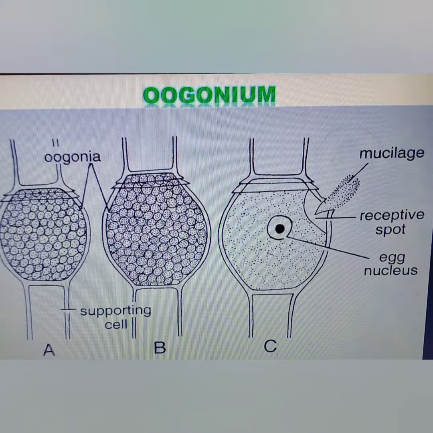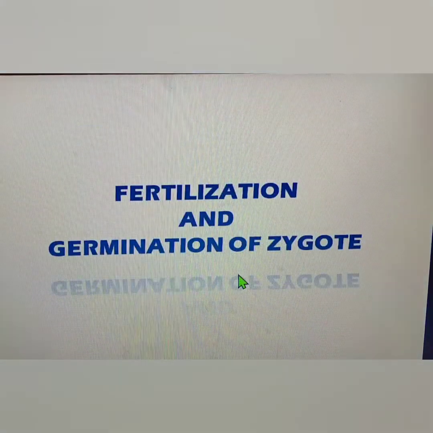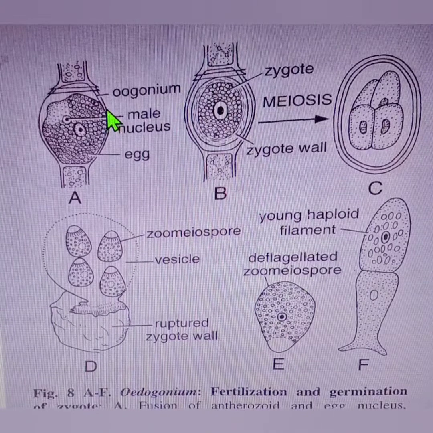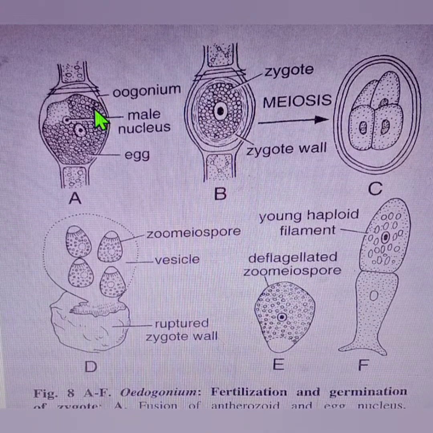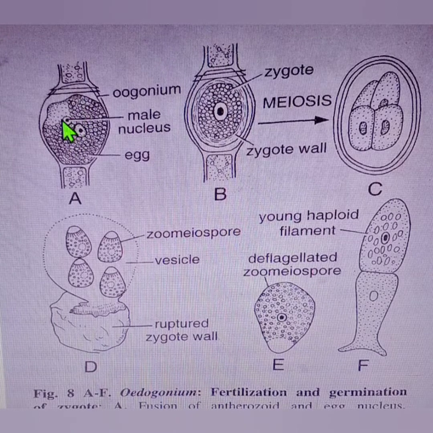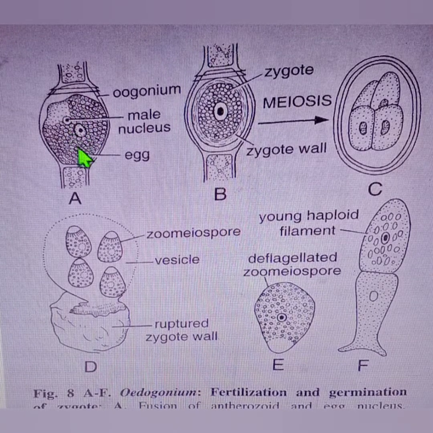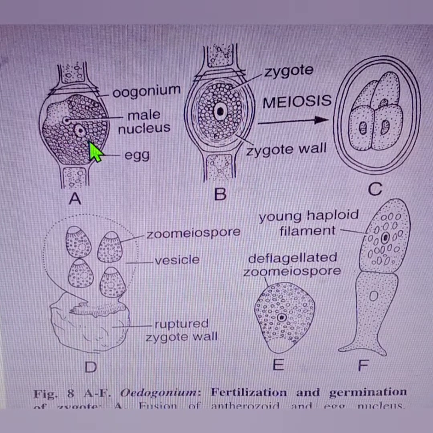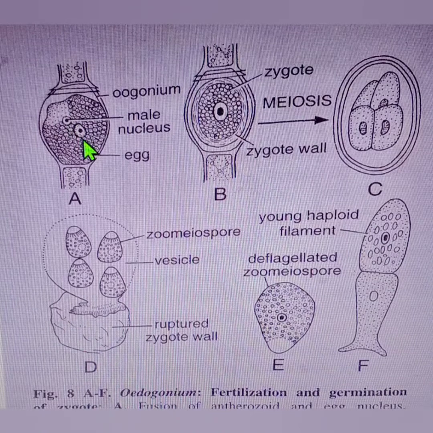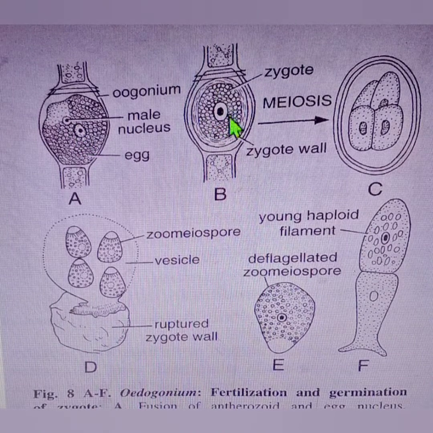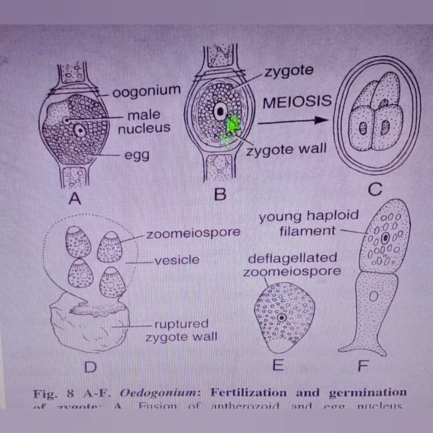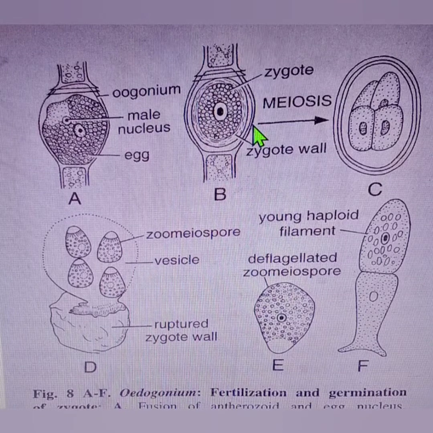And what happens if more than two Antherozoids enter? Usually only one enters through the receptive spot, and if more than one Antherozoid enters the oogonium, only one Antherozoid will fuse with the egg nucleus to form the diploid zygote. So when these male and female gametes fuse together, they will give rise to the formation of a zygote. Now we will take a look at the zygote formation.